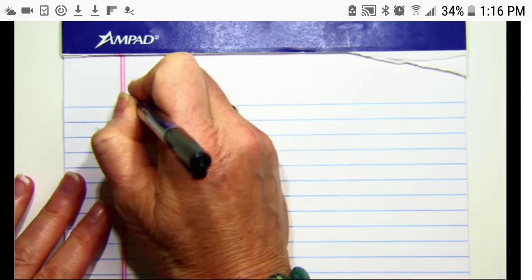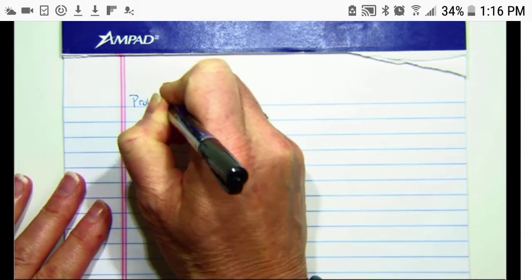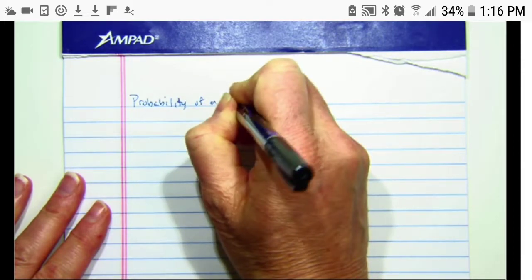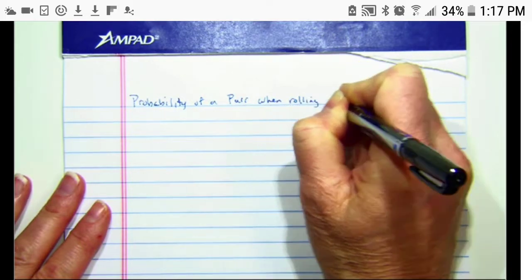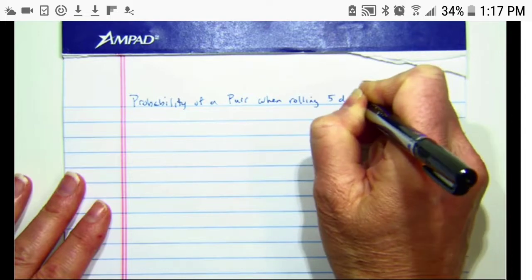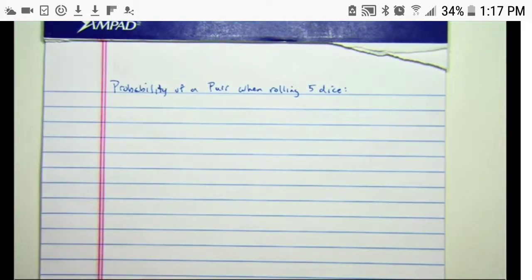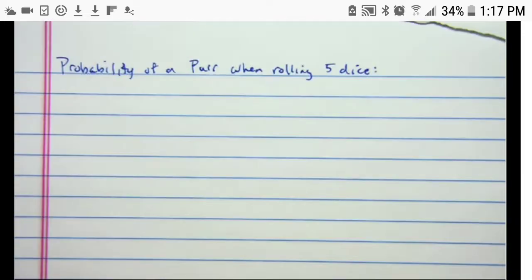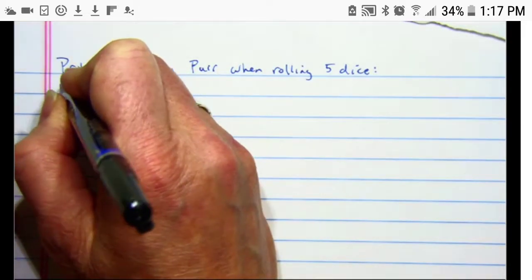Now we're going to look at playing Yahtzee. So how many of you play Yahtzee? Okay, we're going to talk about finding pairs of dice when you're rolling more than 2 dice. We're going to work up to finding the probability of a pair when rolling 5 dice. Remember, what we were doing in this section is looking at simple things deeply. So we don't start with 5 dice. We work our way up. First we'll start with 3 dice.